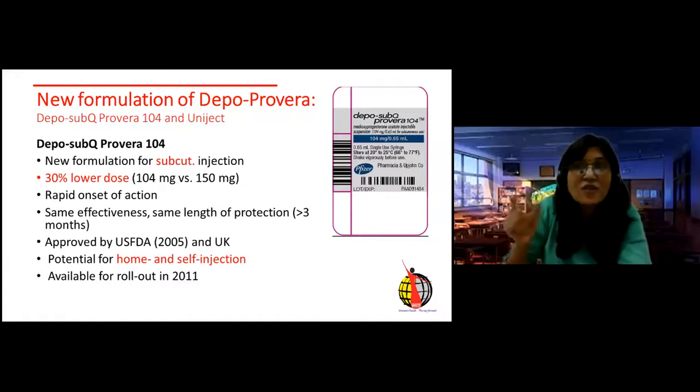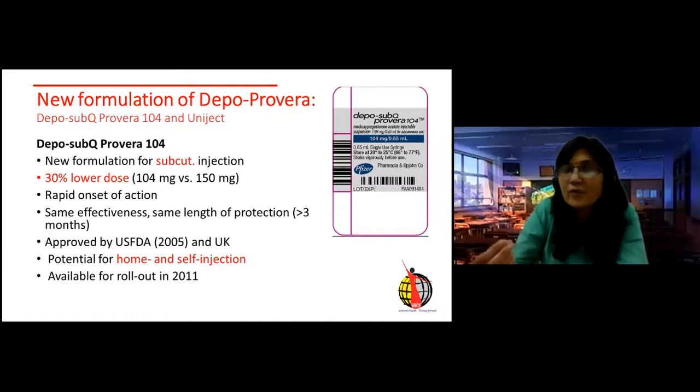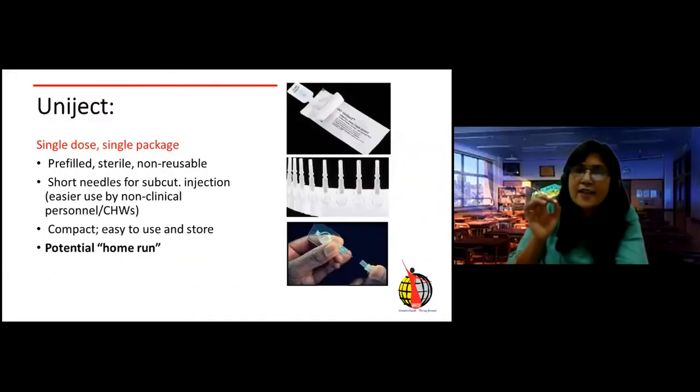So 30% lower dose of progesterone, rapid onset of action, and though the dose is lower, the effectiveness is equal, same length of protection, and that is every 3 monthly. And of course, there is a potential for home use and self injection. So no need to go to the provider to get it injected, and it can be used subcutaneously at home. Now, similarly, there is another injectable, which is called Uniject.